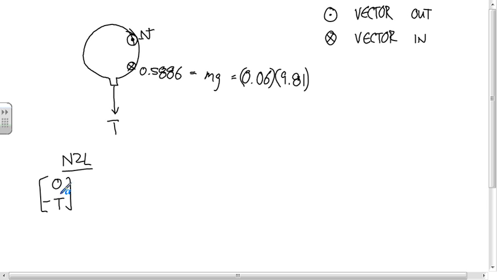So the only force that shows up in Newton's second law is the tension force, and that's equal to the mass, 0.06, times the centripetal acceleration, which was 0, negative 144.